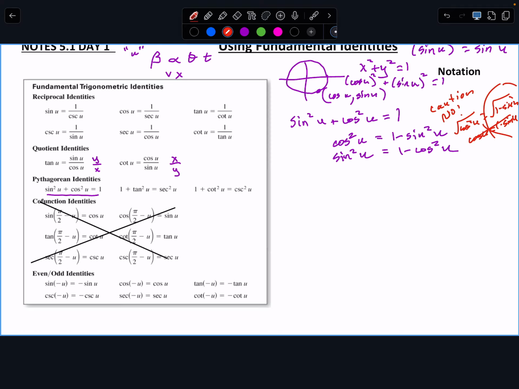All right, now, if I start with sine squared u plus cosine squared u, so that's that Pythagorean theorem, x squared plus y squared equals 1 from the unit circle. And I divide each term by cosine squared.